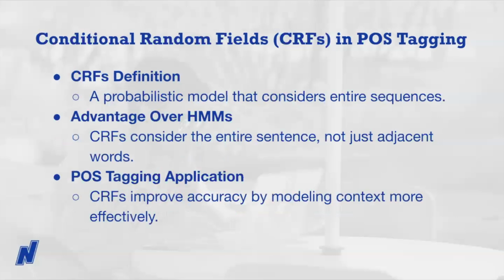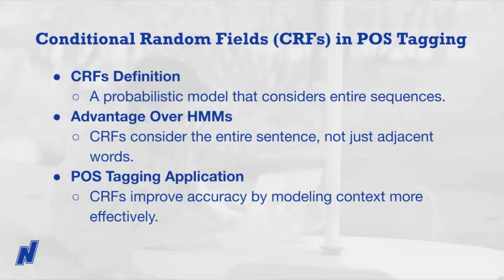Now let's jump into conditional random fields, or CRFs, an advanced probability model that is used within POS tagging. While HMMs are effective for tagging words based on adjacent tags, CRFs offer a more flexible and accurate approach by considering the entire sequence of words, rather than just focusing on one transition at a time. So what is a CRF in this situation?